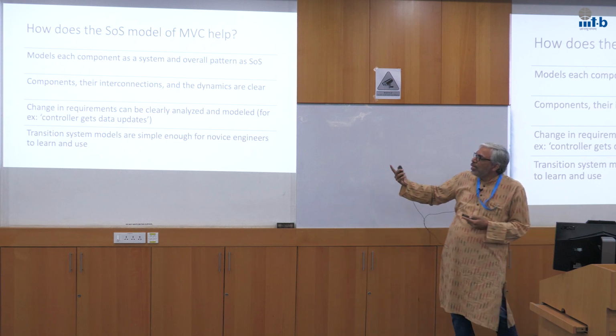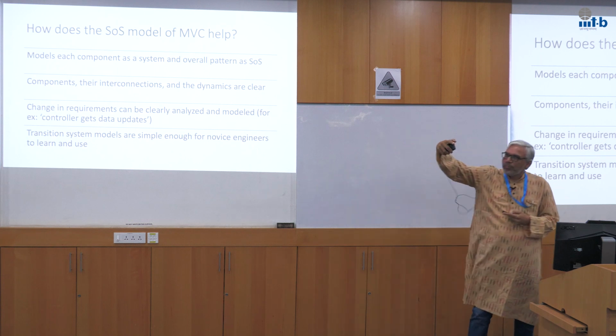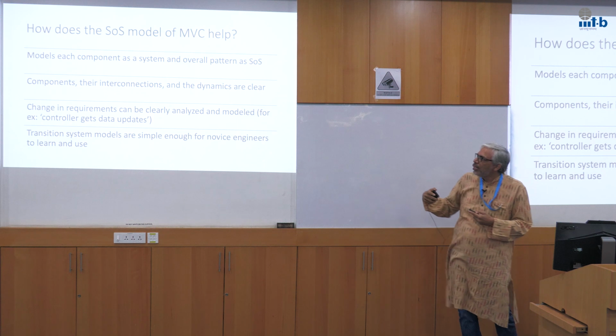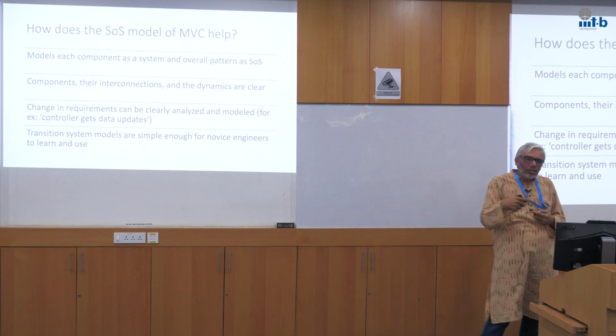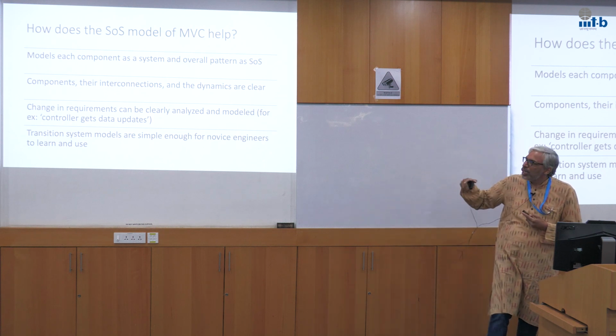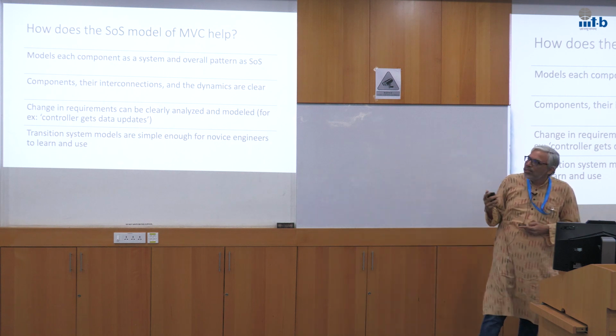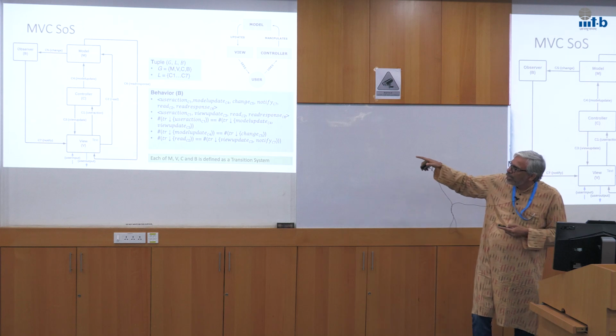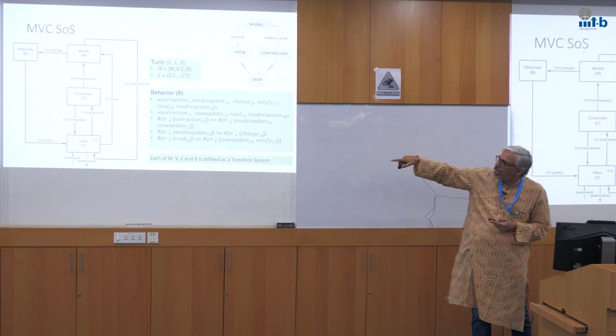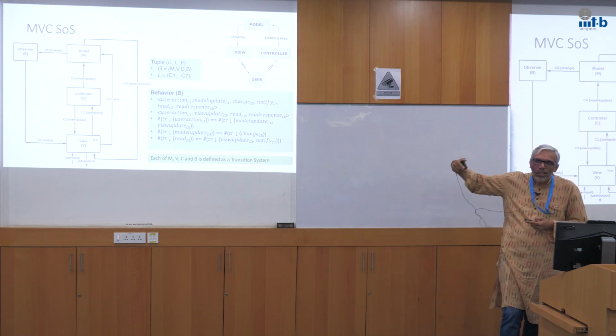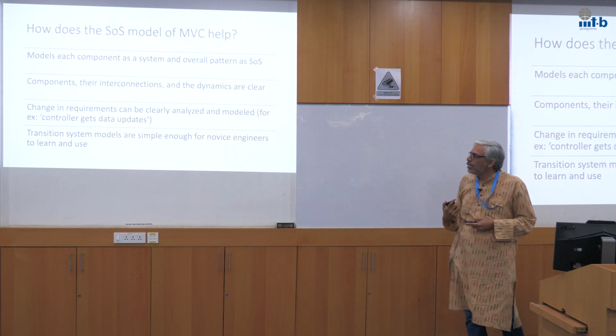So again, the hope is if you show it very clearly, here are the components, here are the interconnections, here is the behavior, then you know exactly what needs to change when you say, oh, my requirements have changed, now the controller should get data updates. Now you go to the picture, you start figuring out, oh, the behavior has to change in this way, the lines have to be like this, the channels have to be this, and so on. So the expectation is that it's clear in that sense.